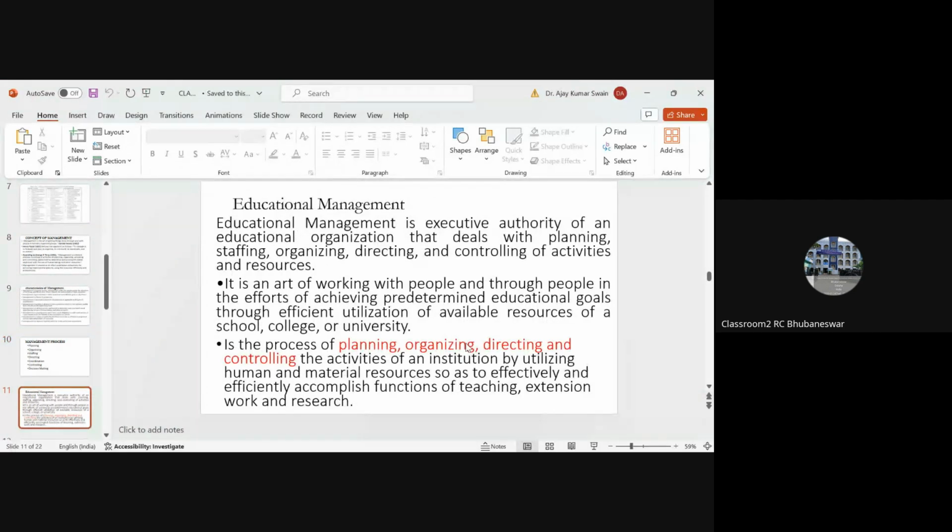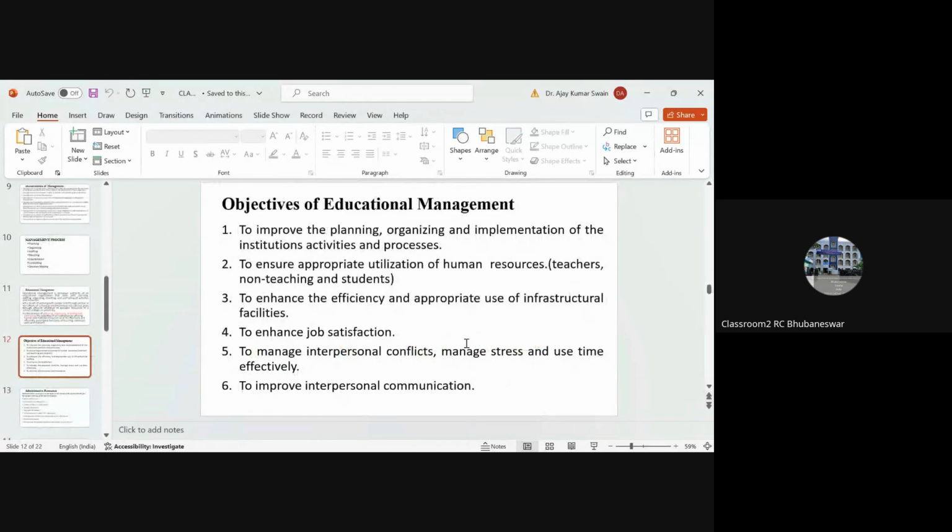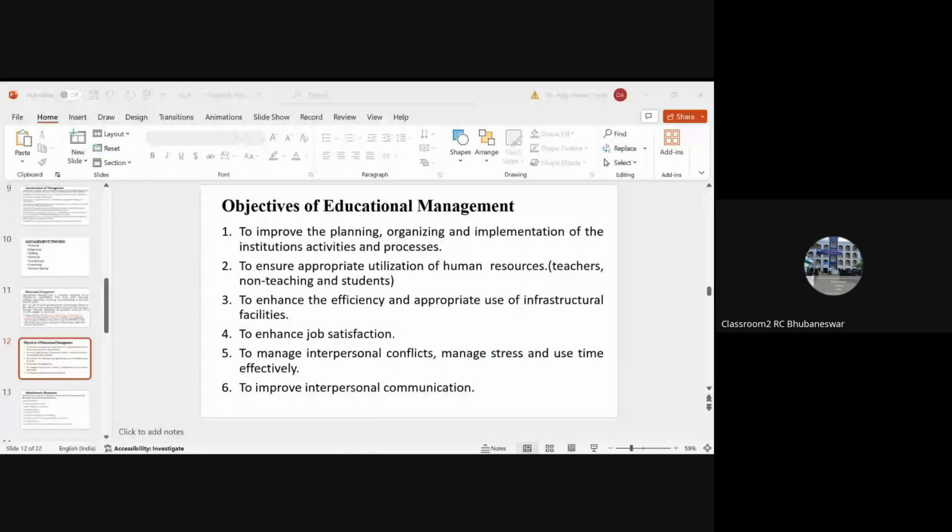So under educational management, objectives of educational management. These are the objectives of educational management. Have you seen the slide clearly? Yes, sir. Now go through one by one. Pragya Paramita, you explain the first point of this objective.